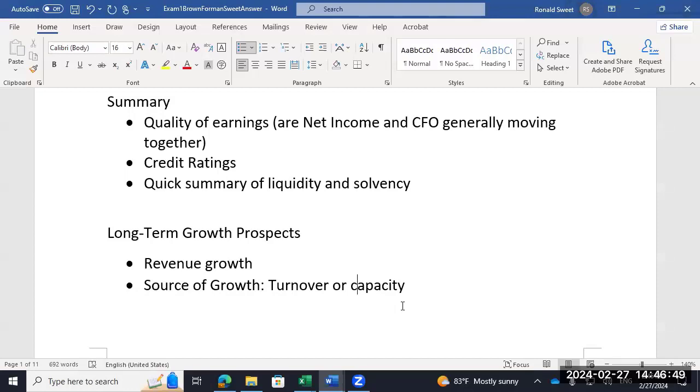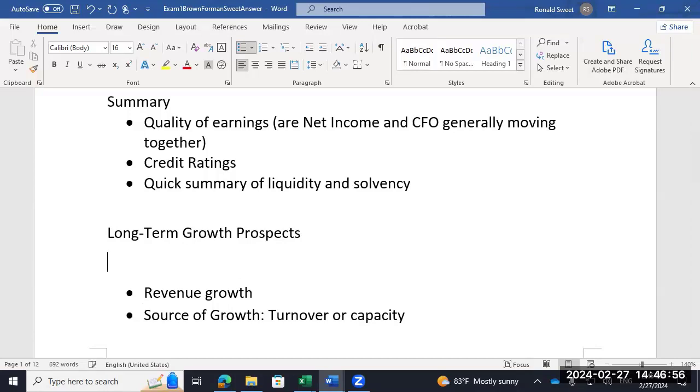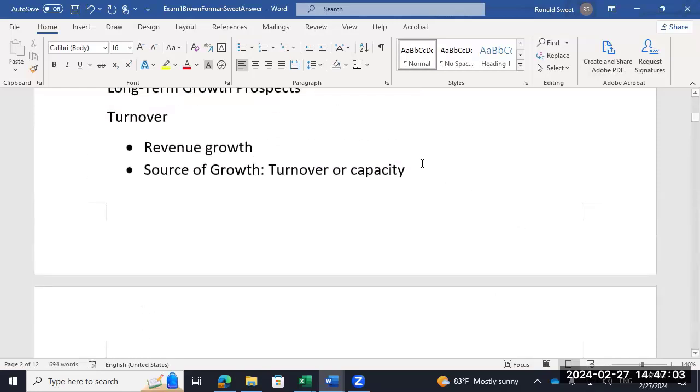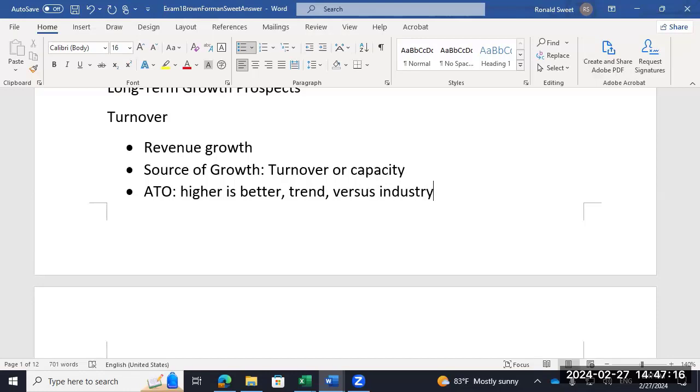All right. So then there's turnover, and then you have margins. Oh, and then you have the last one, just ATO. ATO is simple. Higher is better. Look at the trend versus industry. That's just like debt to EBITDA, except higher is better. So are you better than the industry? Is it going up? Is it coming down? Is it flat?